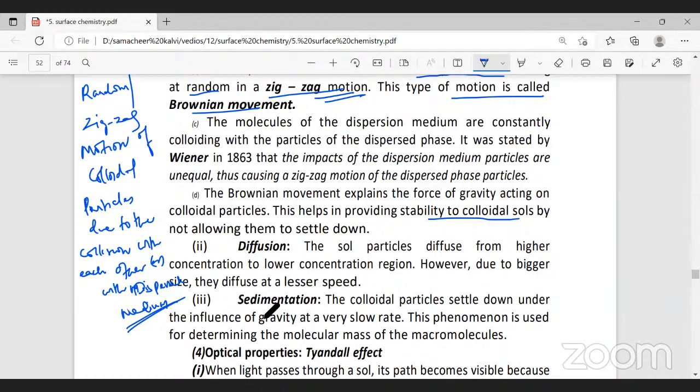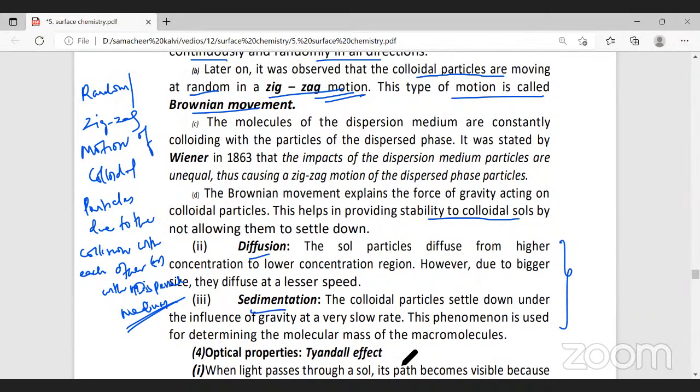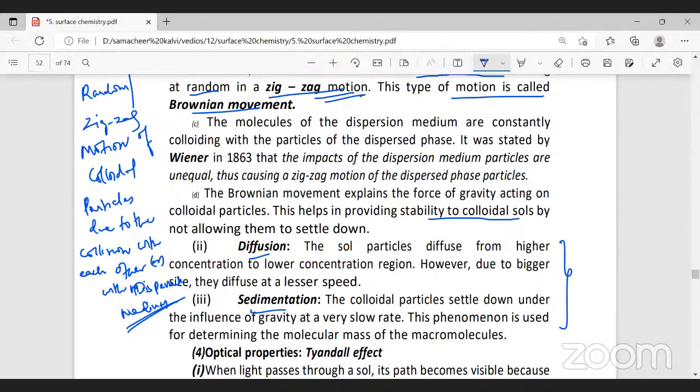So this diffusion concept, sedimentation concept, we do not have in our syllabus, so we will not talk about it in detail. But you should know what is Brownian movement. It is random movement or zigzag movement or disorderly movement of colloidal particles in a salt due to... is called as Brownian movement.